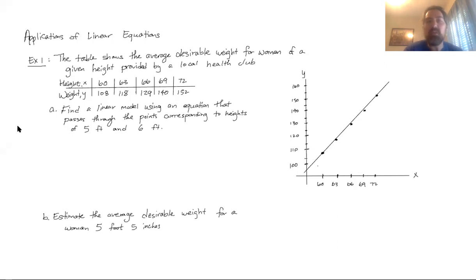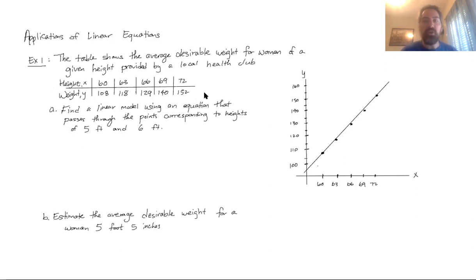Okay, for example, we've got two examples here that we'll look at. The first one, we're given a table that shows the average desirable weight for women of a given height. And this data is provided by a local health club. A woman who has a height of 60 inches should have a corresponding desirable weight of 108 pounds, right? 63 inches corresponds to 118 pounds, and so on.